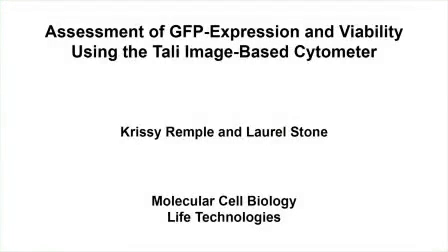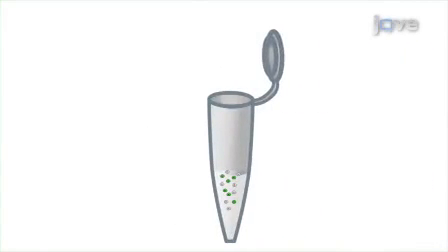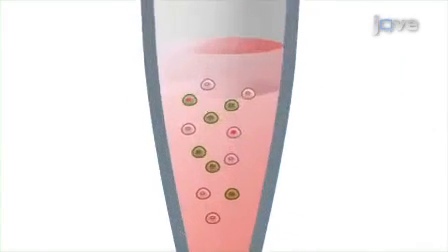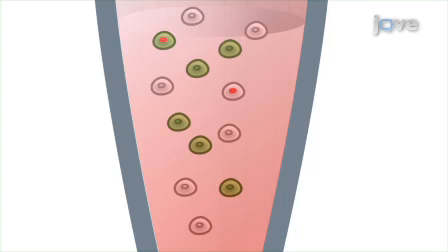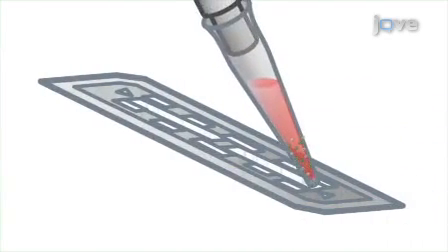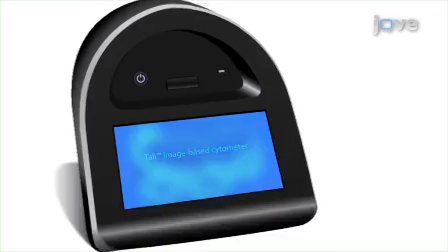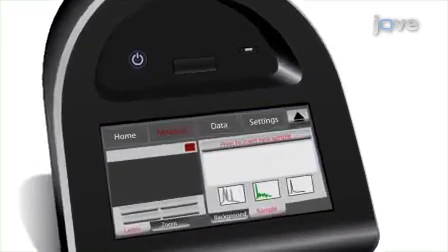This video demonstrates a procedure for determining cell viability in cells expressing GFP using the Tali Image-Based Cytometer. GFP transduced cells are stained using the Tali Viability Kit, Dead Cell Red, which stains all of the dead cells red with propidium iodide. The cells are pipetted into a Tali cellular analysis slide and loaded into the cytometer, which acquires and analyzes bright field and red and green fluorescence images.